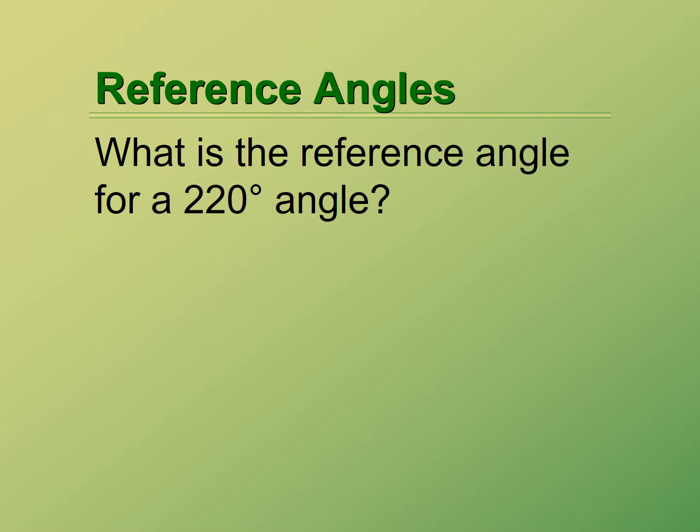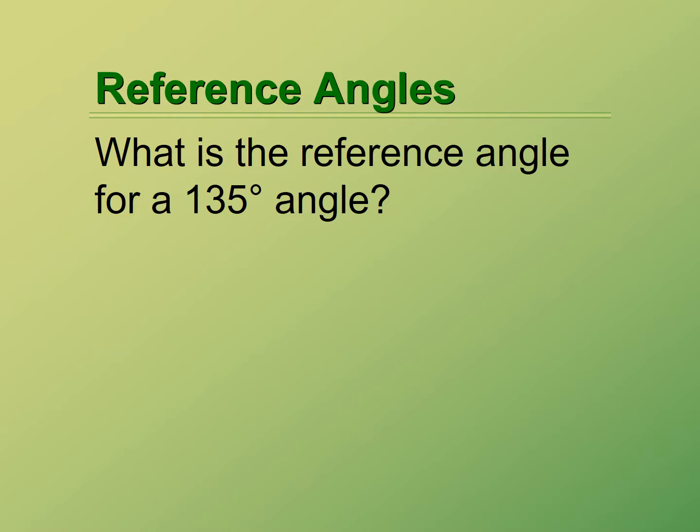So let's try one. Let's try 220. So 220 is in the third quadrant, which means that you would do 220 minus 180, which gives us 40. So the reference angle is 40. Okay, now we'll do a reference angle for 310. Since 310 is in the fourth quadrant, we would do 360 minus 310, which gives us a reference angle of 50.